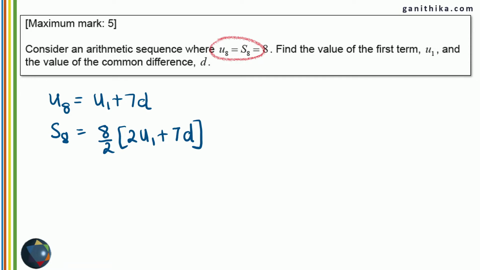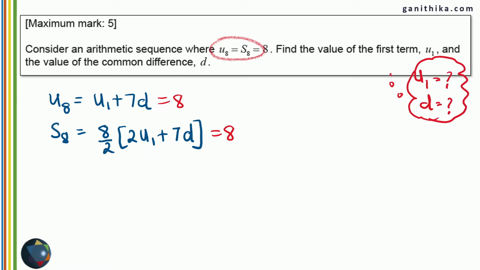I'll use the first formula here. I can actually use the second formula also here, n by 2 times U1 plus U8, because I know what U8 is. I could use this formula as well. You can try to use both the formulas and see whether you are getting the same answer. In this case, I'm using the first formula, 2U1 plus 7D. Just in case if you had used this, you will be able to follow me. The first equation U8 is equal to 8 and the second equation is also equal to 8. So you have two equations to be solved simultaneously to find the value of U1 and D in this question. So solve these two simultaneous equations and then find the value of U1 and D.